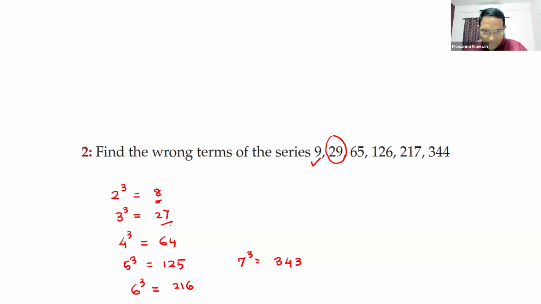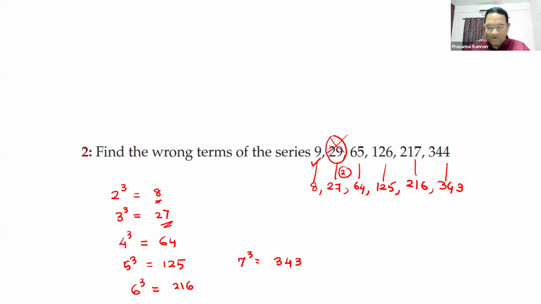9. 27 plus 1 should be 28 actually, right? 64 plus 1 is 65. 125 plus 1 is 126. 216 plus 1 is 217. 343 plus 1 is 344. So every number, if you see, there is a difference of 1. Whereas here, how much is the difference? 2, correct? So this is the odd man out, or this is the wrong term in this sequence.